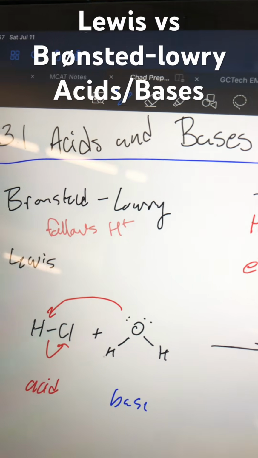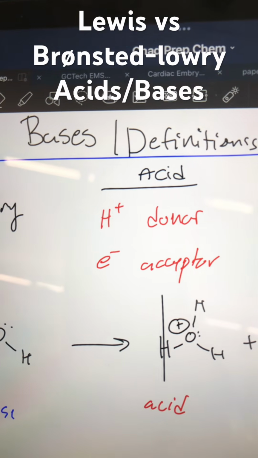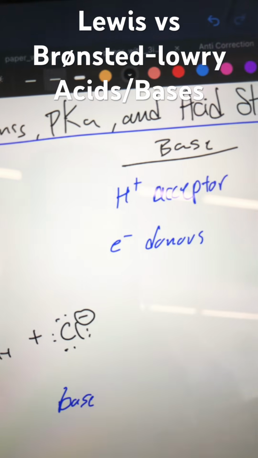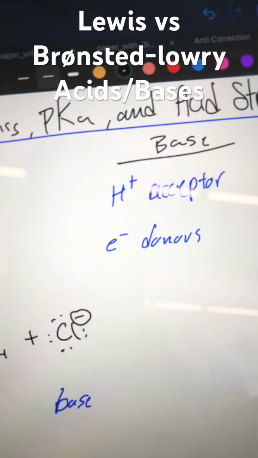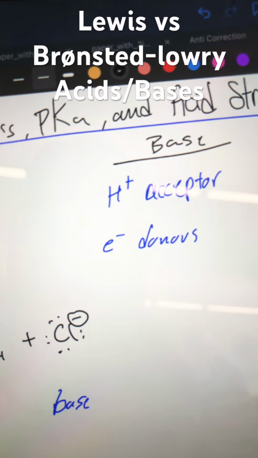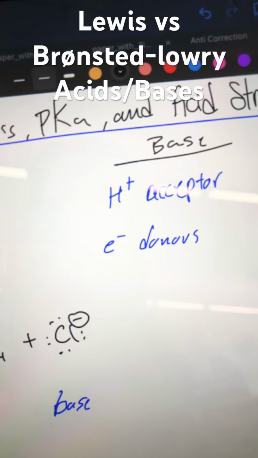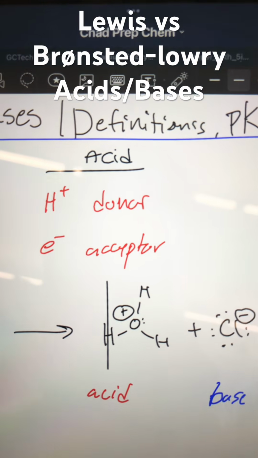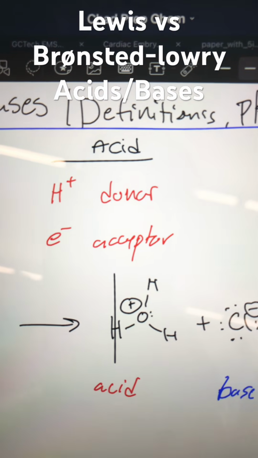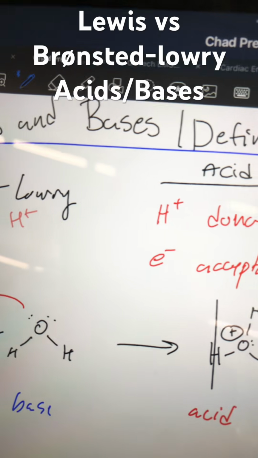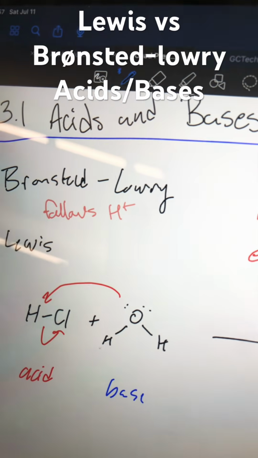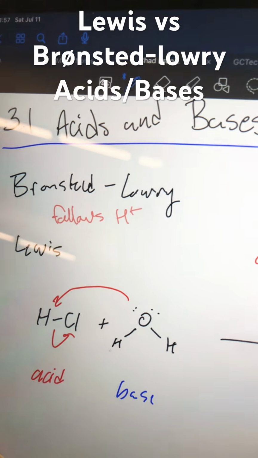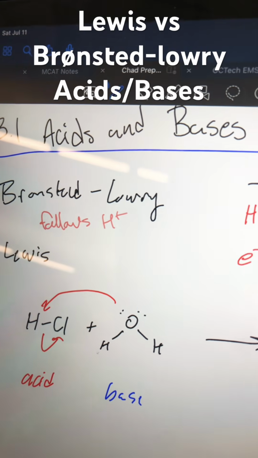However, Lewis acids and bases follow the electron. An electron acceptor is an acid and an electron donor is a base. A lot of times these end up being the same thing, so we label acids and bases the same way. However, if an electron is being accepted by something that's not a hydrogen, then you will have a Lewis acid or base. Brønsted-Lowry and its definition won't apply at all because it just follows the protons, it just follows the hydrogen.